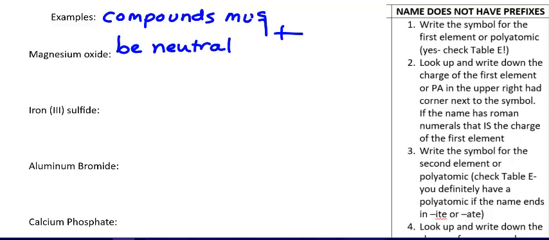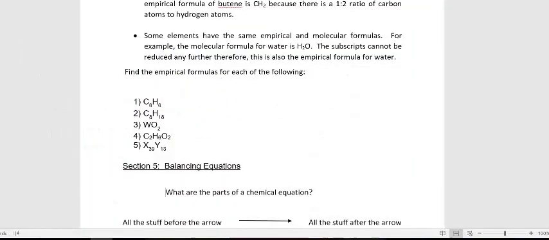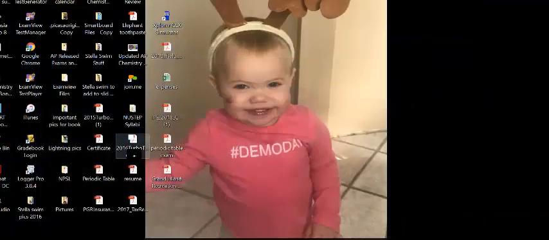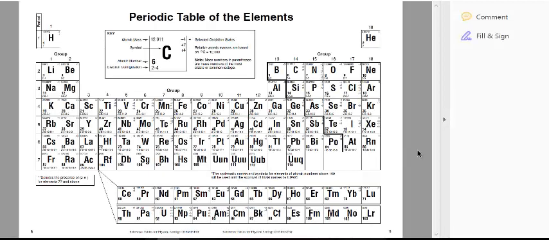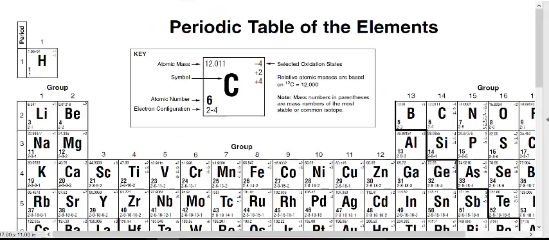So you're going to write down the symbol for the first element or polyatomic. Magnesium is an element. It's not on Table E, so we write down its symbol. We look up and write down the charge of magnesium or the polyatomic in the upper right-hand corner next to the symbol. If the name has Roman numerals, that is the charge of the first element. So we need to go to our reference tables and look up magnesium's charge when it's in compounds. So we go here to our periodic table, and we look up magnesium's charge. And magnesium in the box right here is +2.